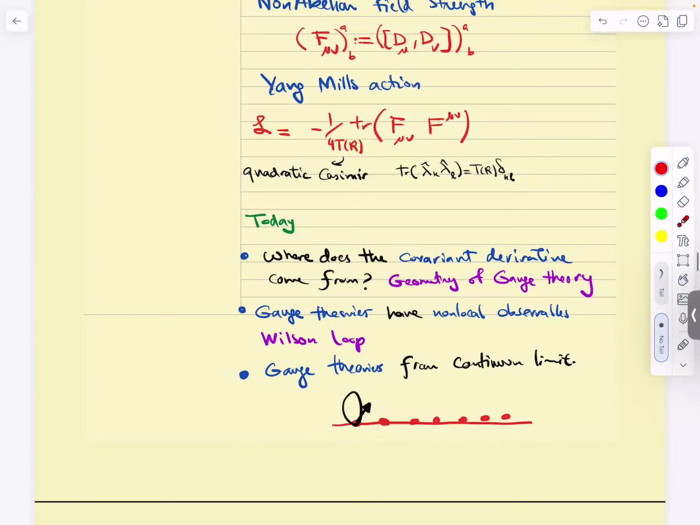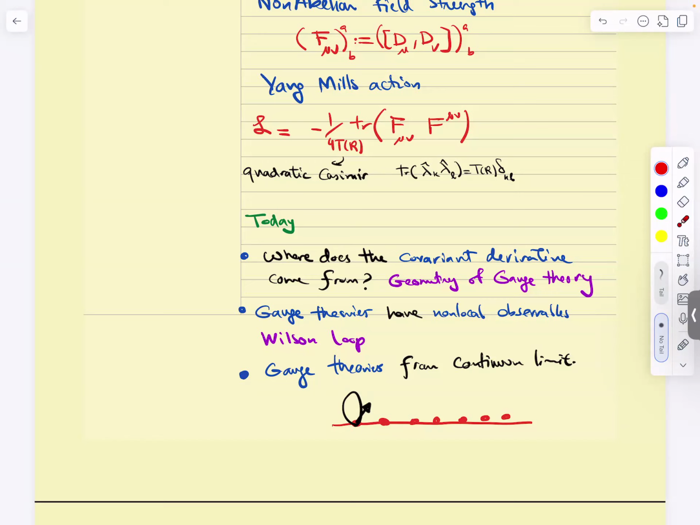Does anyone know? What's the extra ingredient that I have to add to my lattice models to get gauge theories in the infrared? You could do in one shot gauge theories and higher form symmetries.